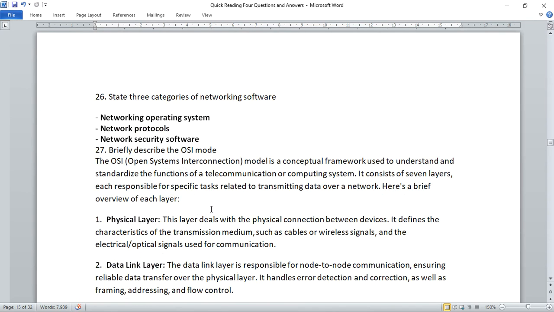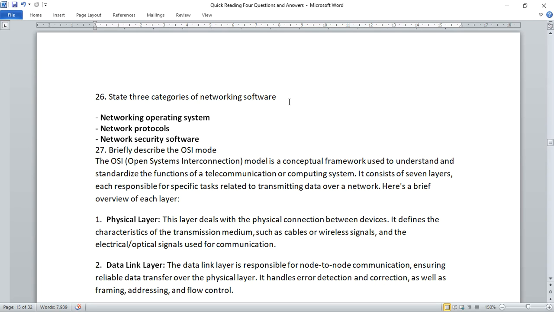State 3 categories of networking software. Networking software is classified into 3. We have network operating system, or NOS. We have network protocols, and then we have the network security software. So these are the 3 categories of networking software.